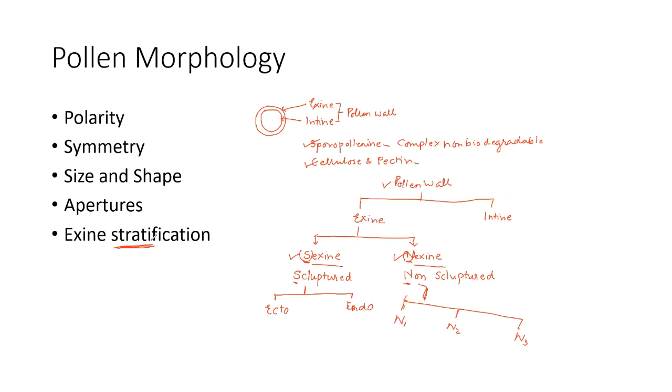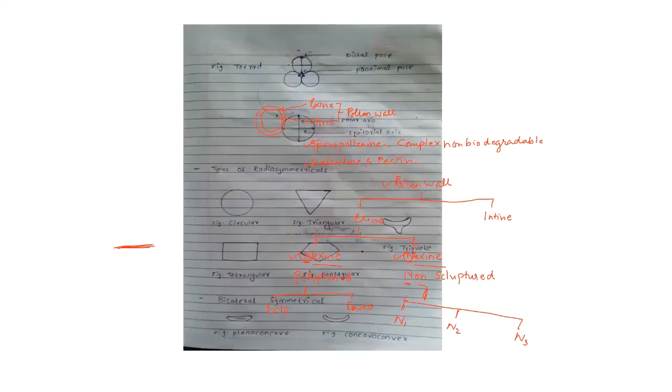Now, the next part which we have to discuss is the sexine ornamentation. I was talking about ornamentation, and these ornamentations are related to the sculptured exine, that is sexine. So let us find out.